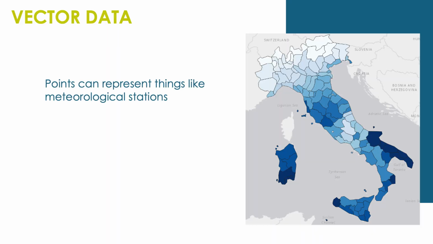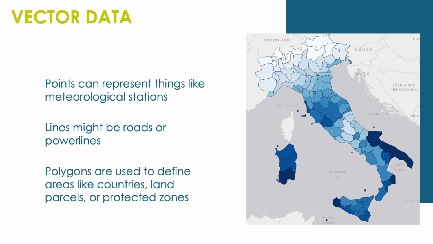In contrast, vector data is made of discrete geometries, so points, lines, and polygons. Points can represent things like meteorological stations, lines might be roads, power lines, and there could be also borders of countries or regions. Polygons are used to define areas like countries, land parcels, or protected zones. So in our project, we will use raster data to describe wind availability and vector data to define the constraints such as country borders or exclude areas like national parks.